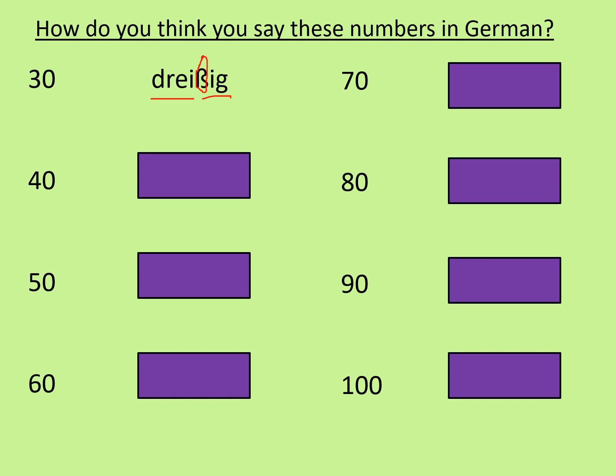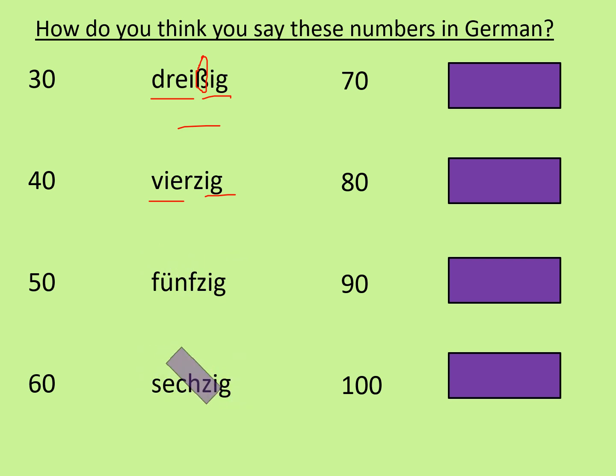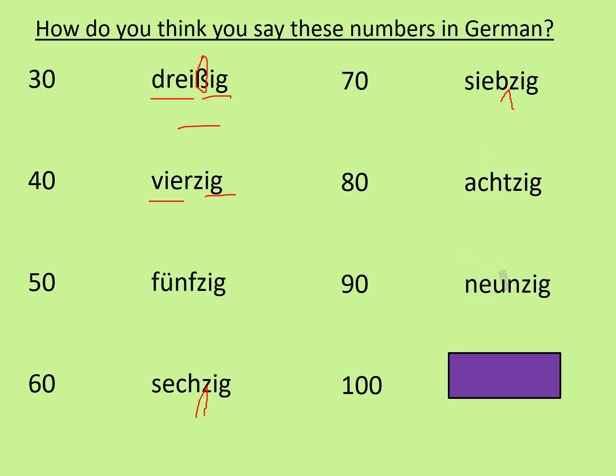The rest of them are different. So 40, we put 4 and sig. And this is like the T in English. It's only Dreissig that's spelt differently. So we've got 50, 60. Again, notice the missing S. And same for 70. So again, missing EN. But the rest, really easy. 80, 90, and to say 100, 100.